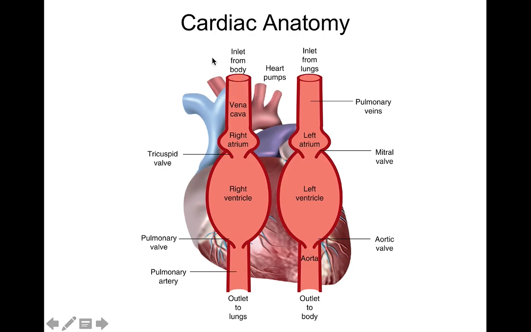Similarly, on the right side, you have blood coming from the body through the vena cava to the right atrium. It goes through the tricuspid valve, which is the AV valve on the right side, into the right ventricle, which then generates the force to eject blood into the pulmonary circulation through the pulmonary valve, which is a semilunar valve between the pulmonary artery and the right ventricle.